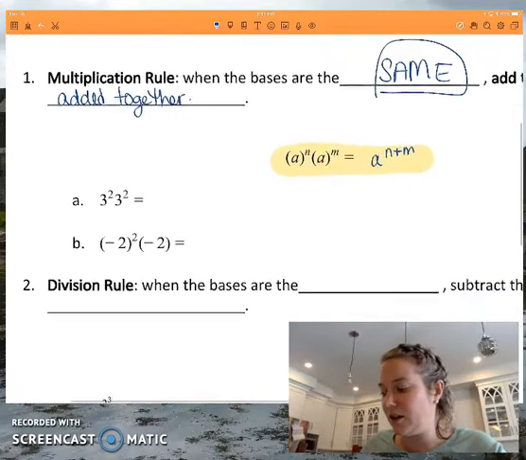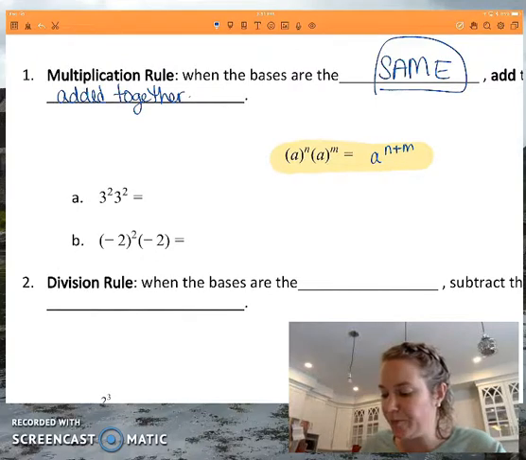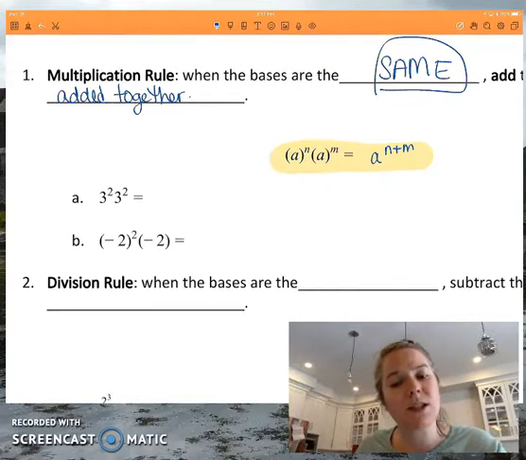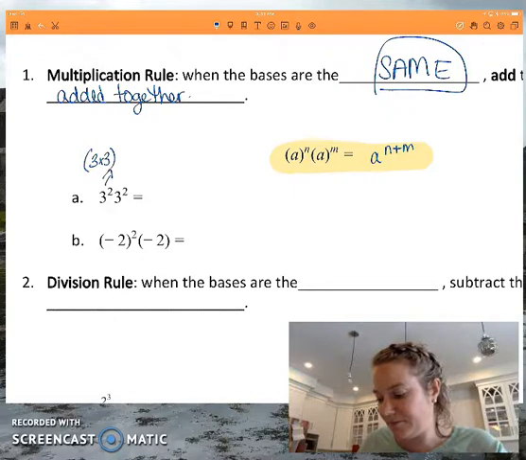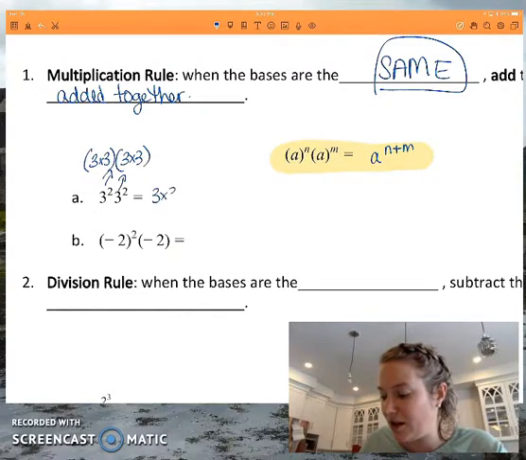So let's look at why this actually works. 3 to the exponent 2 times 3 to the exponent 2. Well, what is an exponent? An exponent is repeated multiplication. It's telling you to multiply the base that many times. In this case, 2 times. So 3 to the exponent 2 is 3 times 3. And 3 to the exponent 2 is 3 times 3 again. And I'm multiplying them together. So what I'm actually getting is 3 times 3 times 3 times 3.